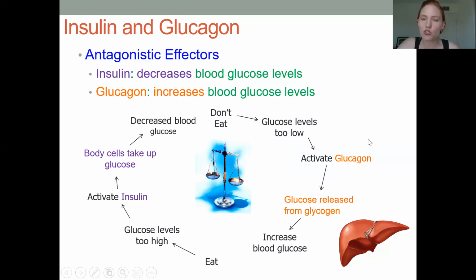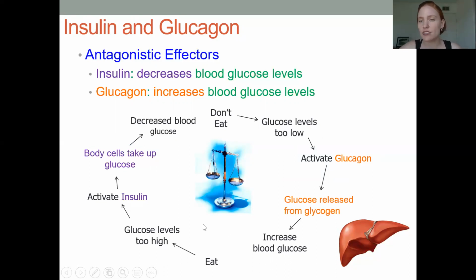So that'll secrete the glucagon here. And the glucagon will go to the liver and the skeletal muscles and cause the glycogen to be digested, and that will release into the blood, therefore increasing the blood glucose.